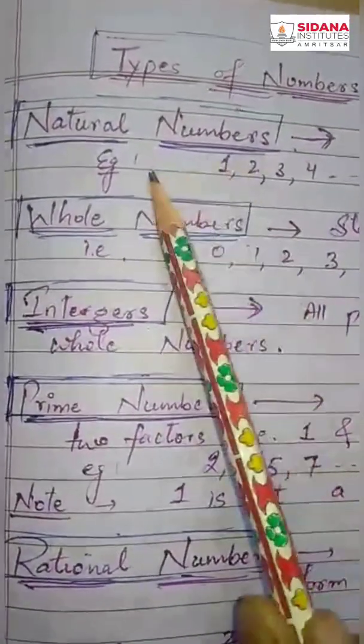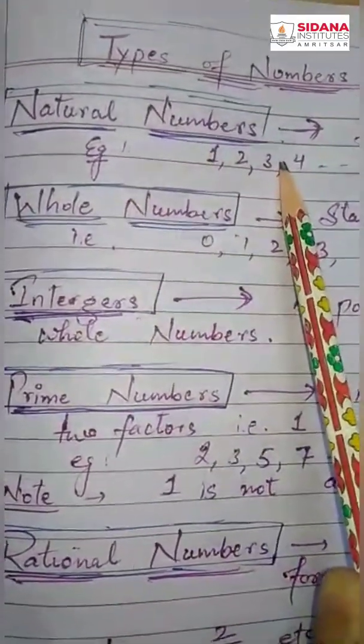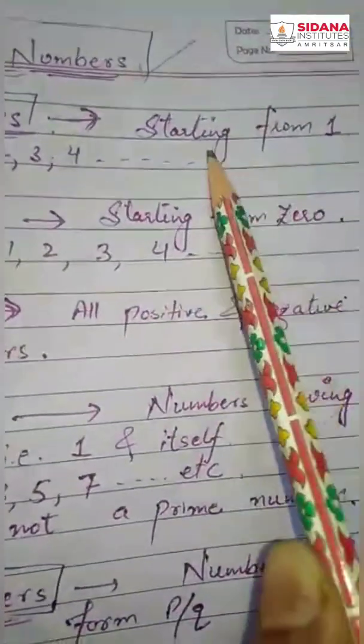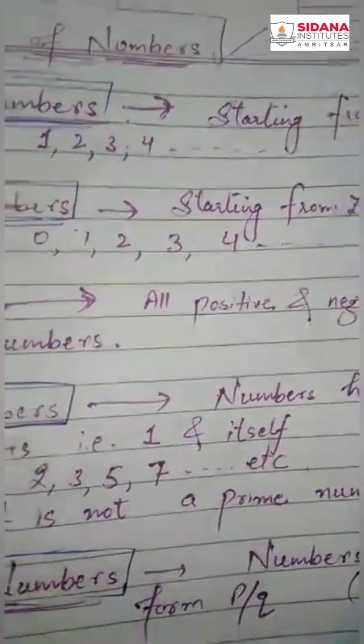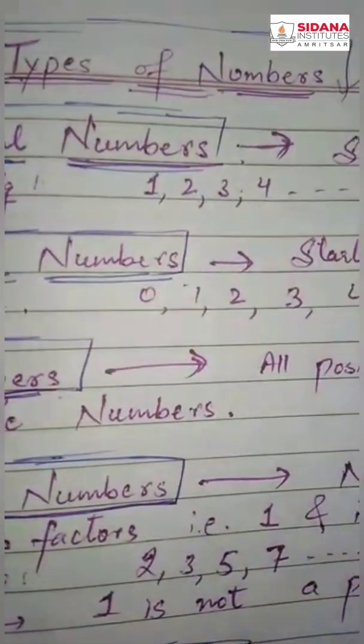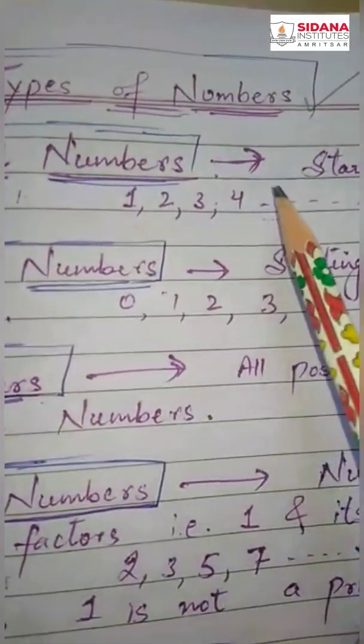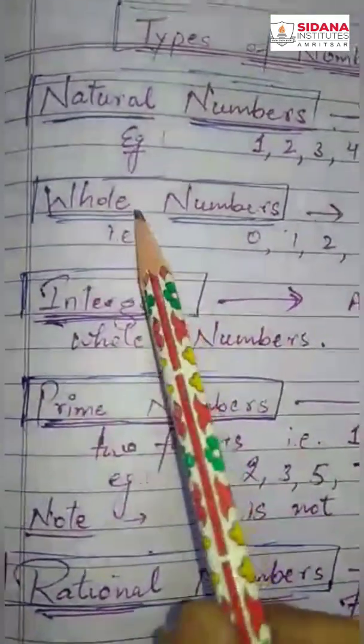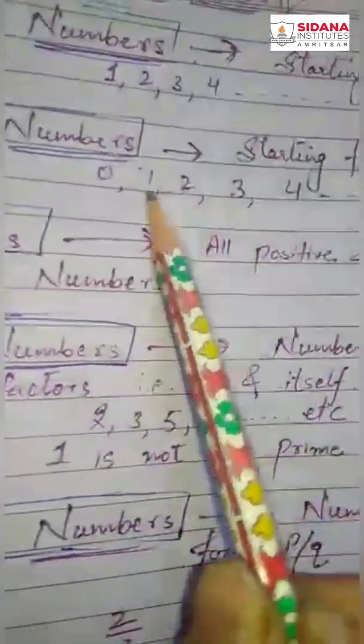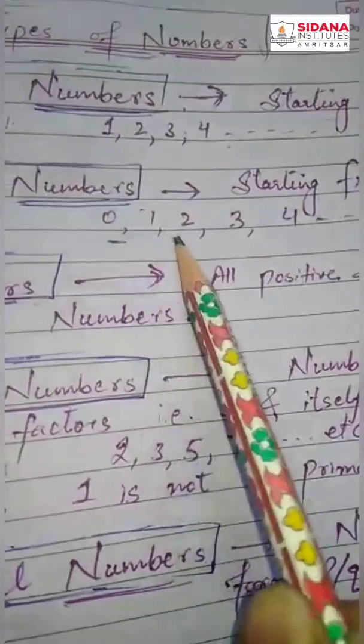So starting from the very first type, that is natural numbers. Natural numbers are those that start from 1, meaning starting from 1 and so on, 1 2 3 4 and continuing next. And whole numbers start from 0, 0 1 2 3 4.